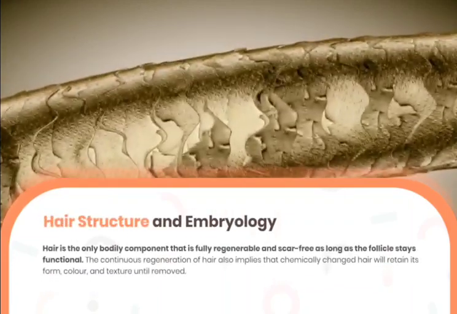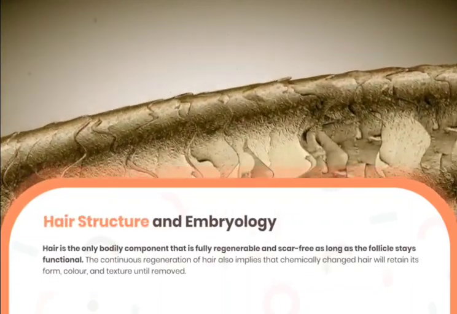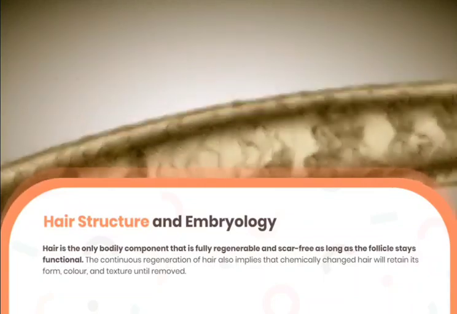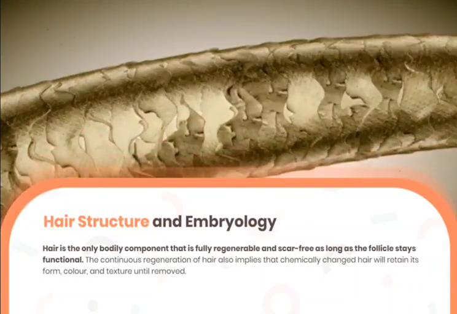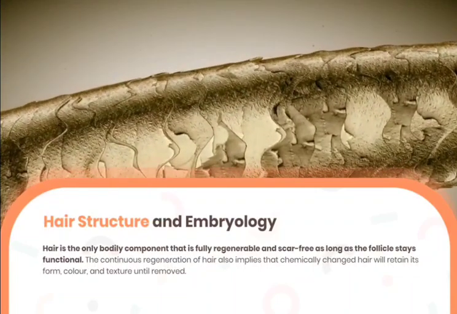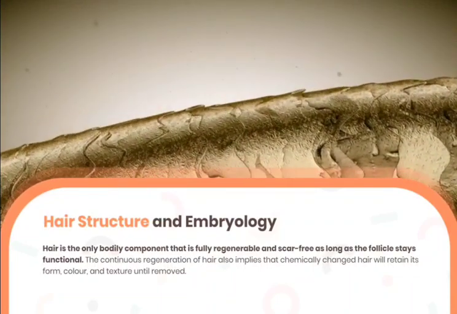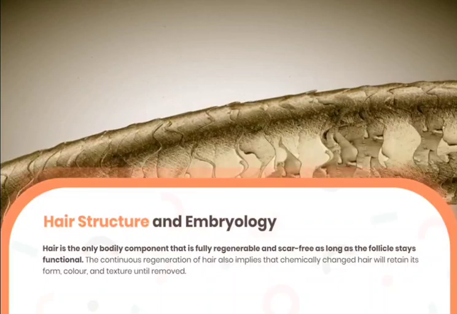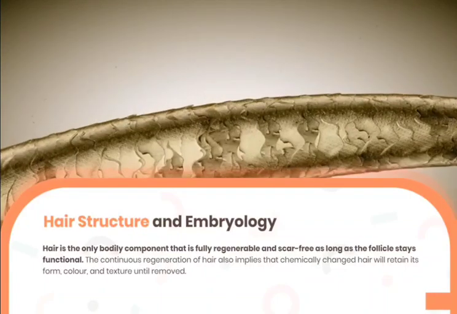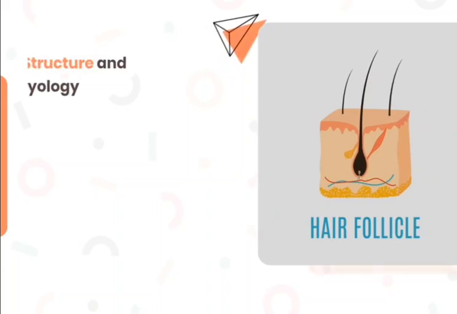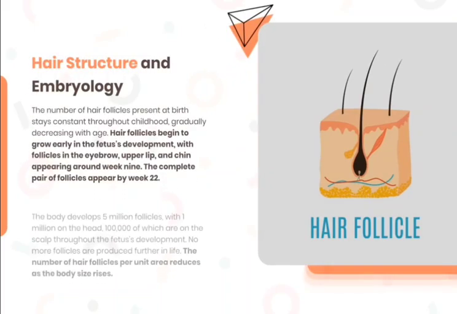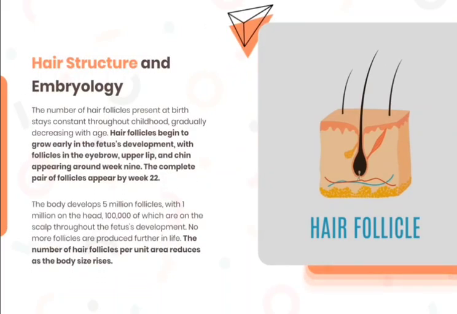Hair structure and embryology. Hair is the only bodily component that is fully regenerable and scar-free as long as the follicle stays functional. The continuous regeneration of hair also implies that chemically changed hair will retain its form, color, and texture until removed. The number of hair follicles present at birth stays constant throughout childhood, gradually decreasing with age.